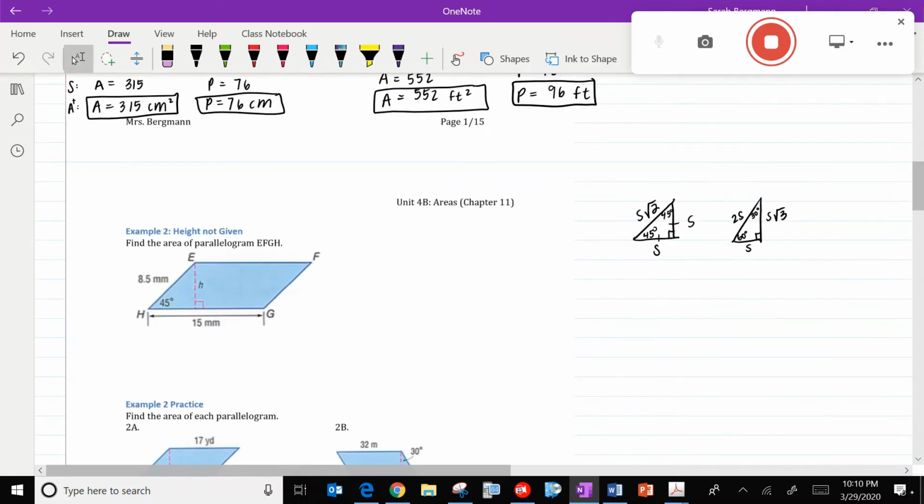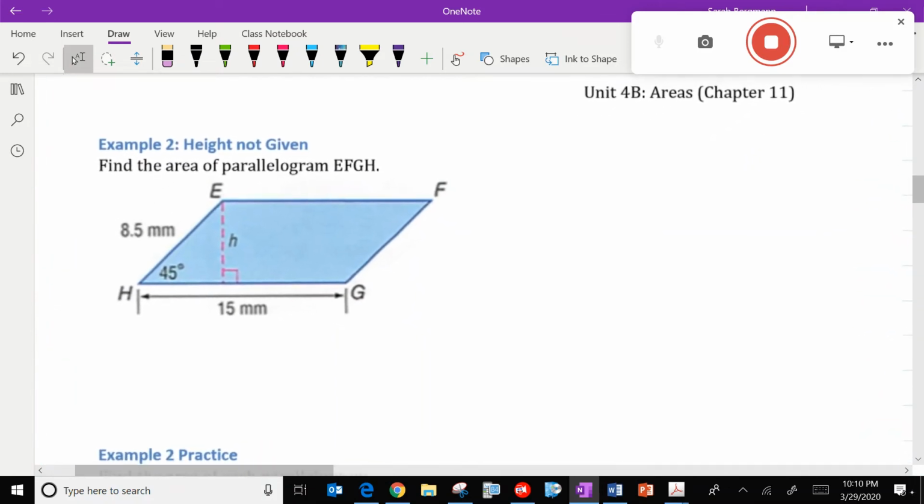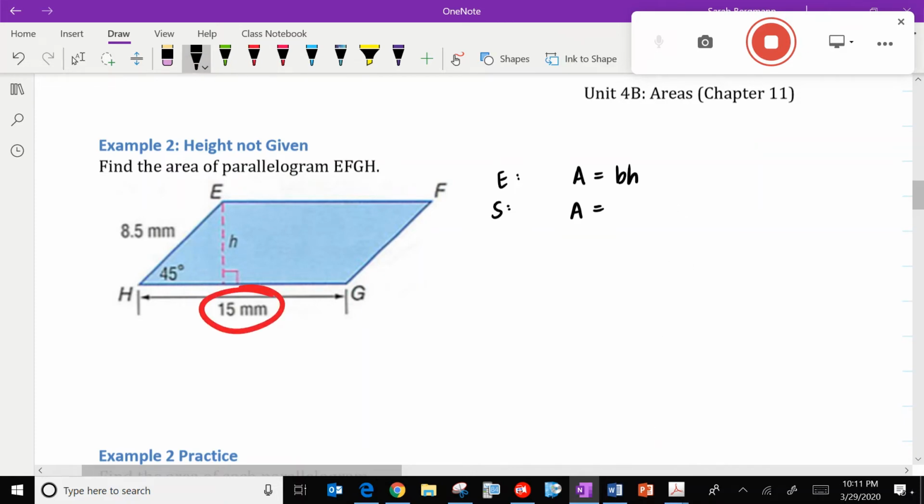Okay, so bring it back over here. Now, find the area of the parallelogram. So I need an equation. Area of a parallelogram is equal to base times height. Next step is substitution. I'm trying to find the area, so I leave that as just A. The base is the side that's perpendicular to the height, so it's 15.